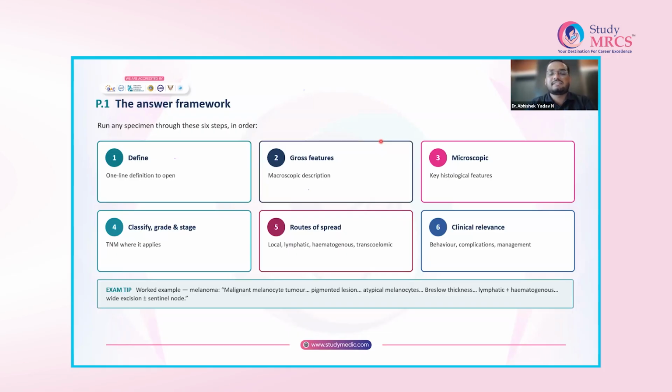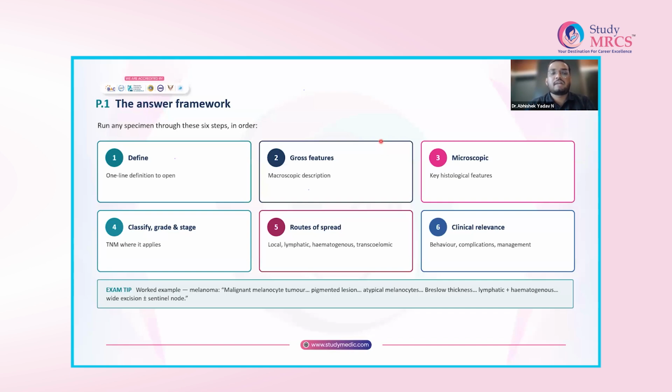If it's a neoplastic station, you're going to be asked about the route of spread, whether it's local, lymphatic, hematogenous or transcoelomic. Then the clinical relevance regarding its complications, the management, and the behavior of that particular pathology.